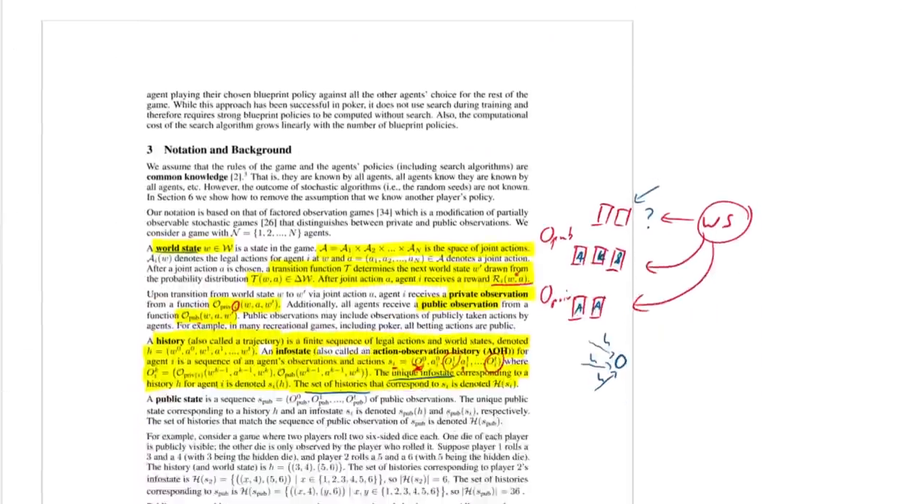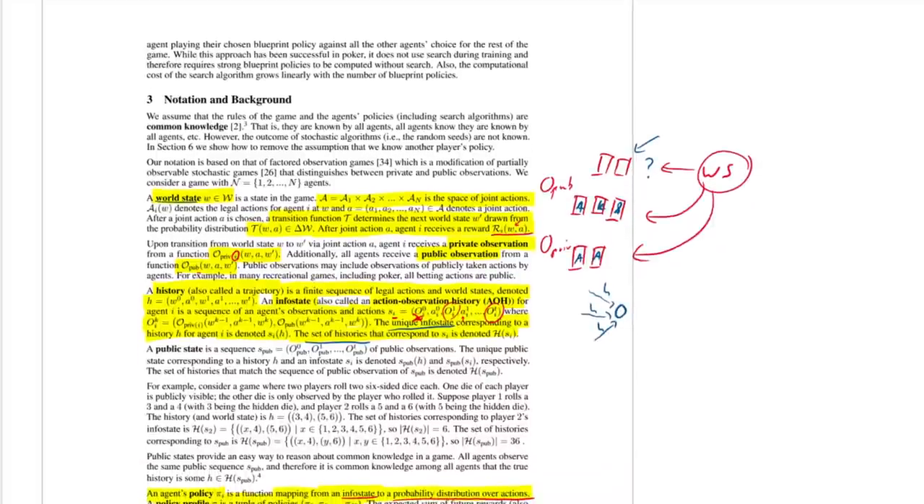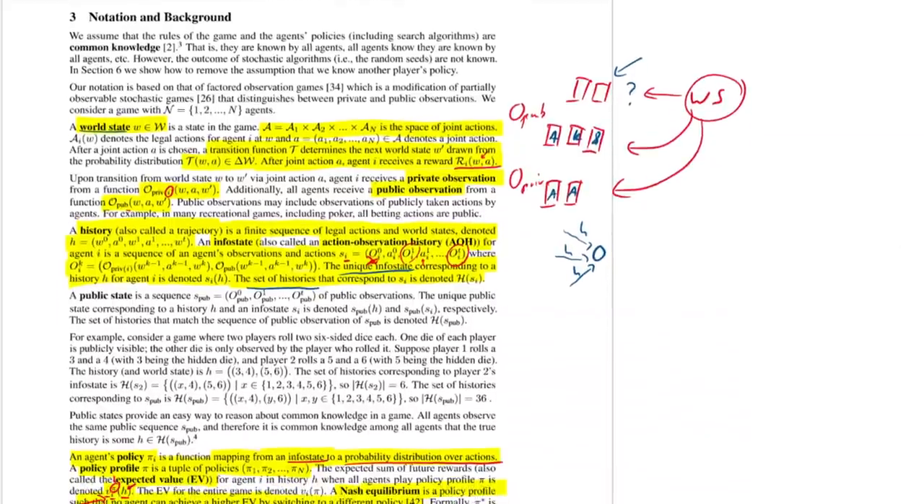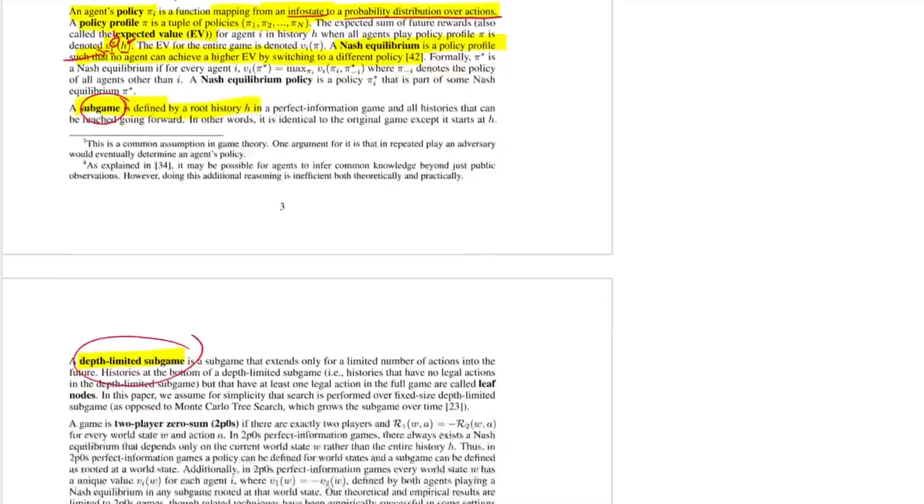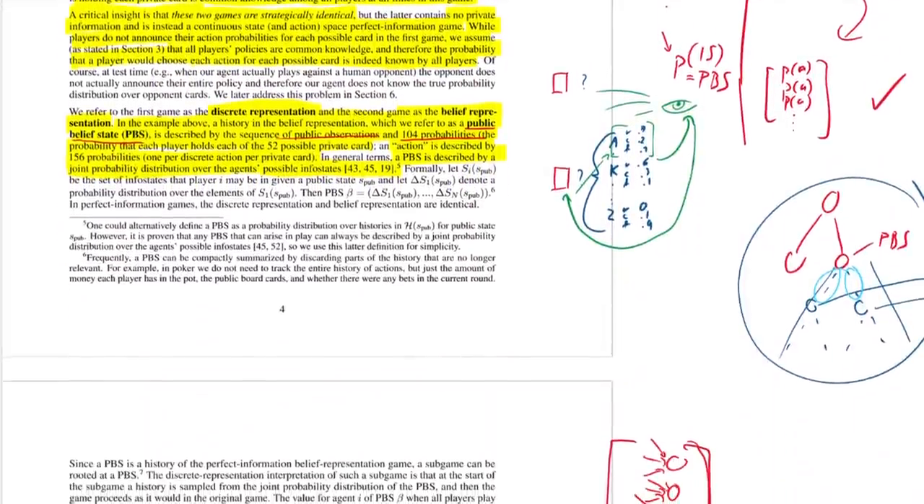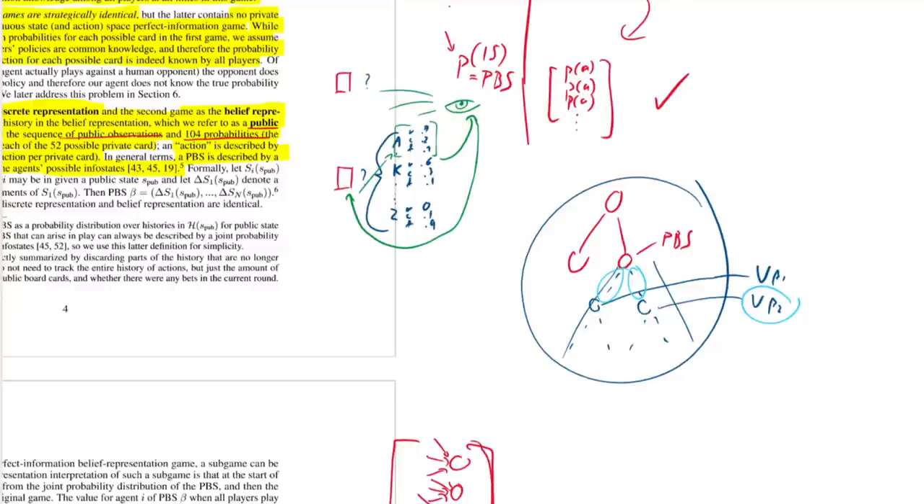Then we converted the game from an infostate representation to a public belief state representation, where it's again an everyone-knows-everything game. Therefore, we could use the AlphaZero way of doing things. However, since the states and the actions are so large, because they consist of these giant tables of numbers, we can't use AlphaZero for computational reasons.